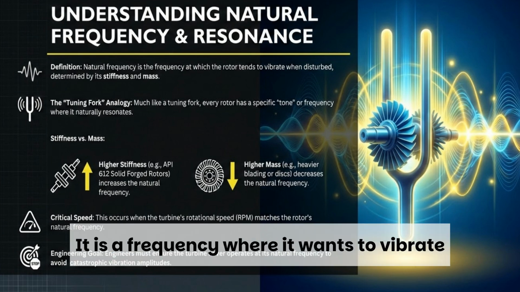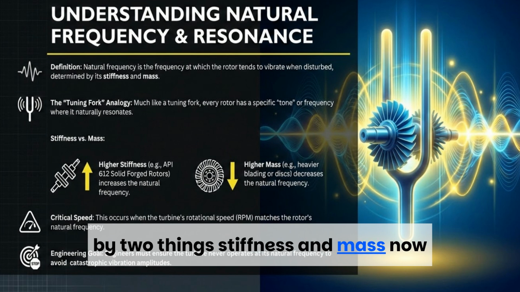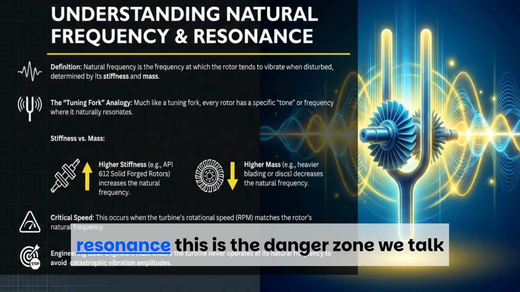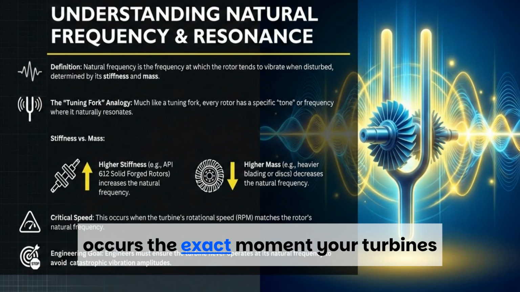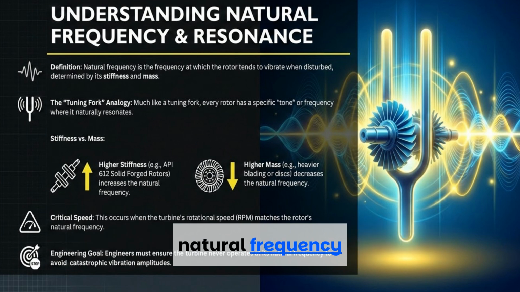It has a frequency where it wants to vibrate naturally, and that frequency is dictated by two things: stiffness and mass. Now, here is where things get dangerous: resonance. This is the danger zone we talk about in engineering. Critical speed occurs the exact moment your turbine's rotational speed, RPM, matches the rotor's natural frequency.